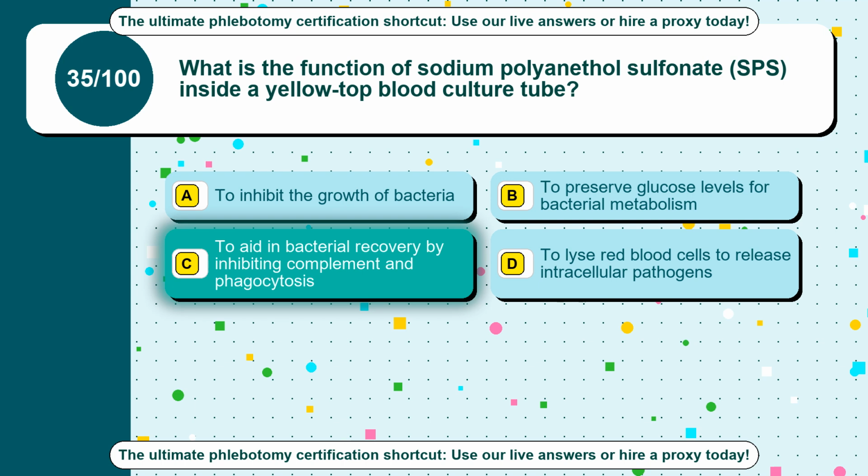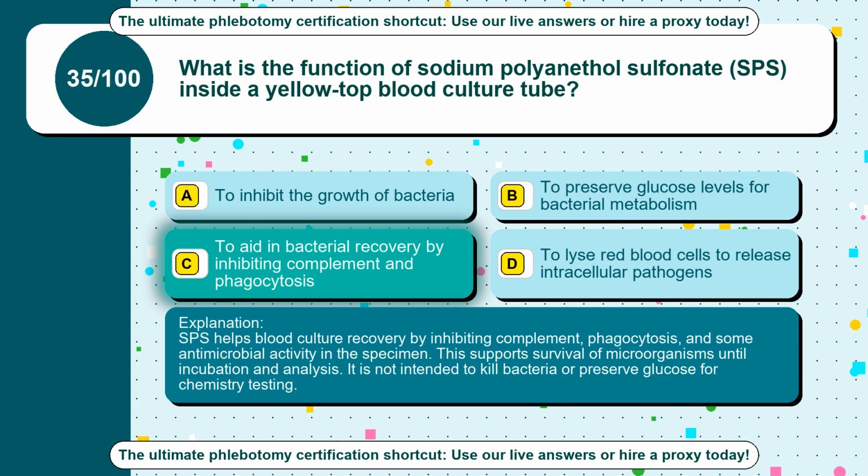The correct answer is option C, to aid in bacterial recovery by inhibiting complement and phagocytosis. SPS helps blood culture recovery by inhibiting complement, phagocytosis, and some antimicrobial activity in the specimen. This supports survival of microorganisms until incubation and analysis. It is not intended to kill bacteria or preserve glucose for chemistry testing.